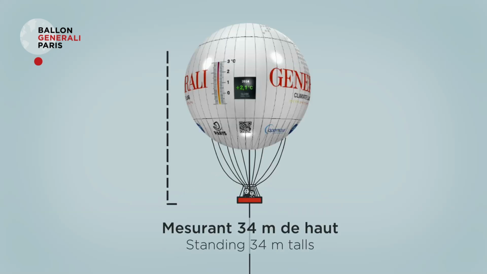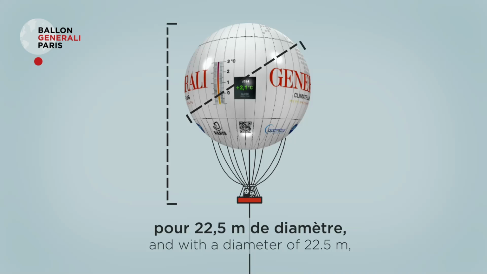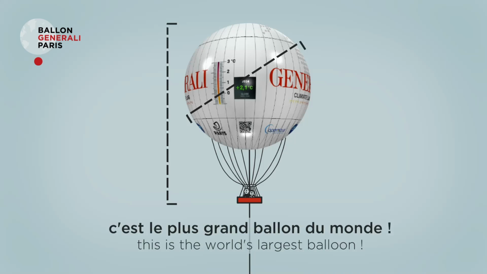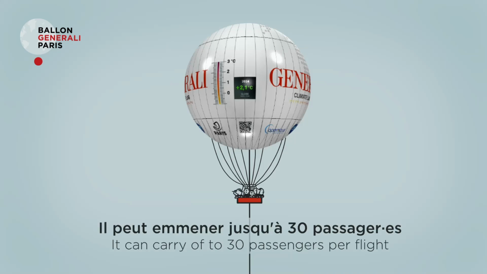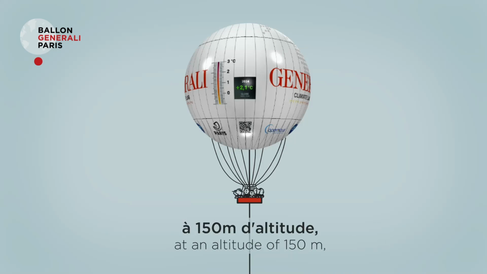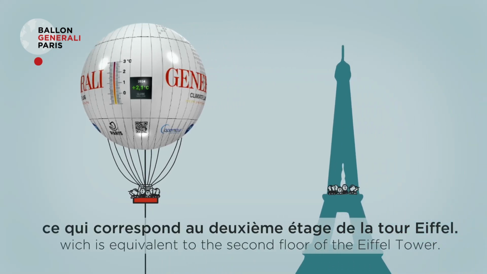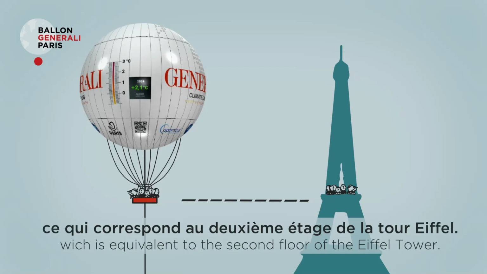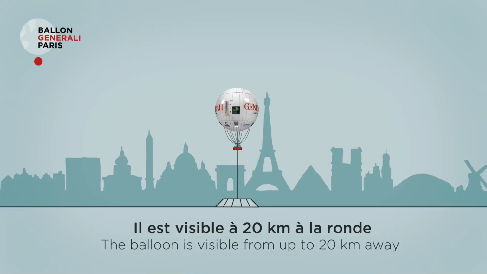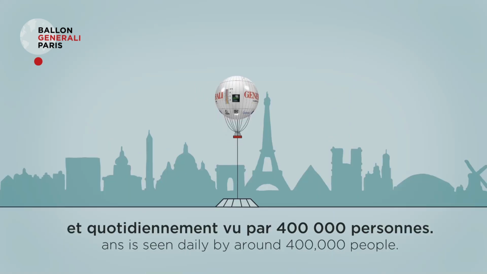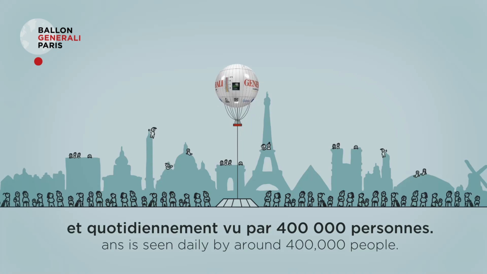Standing 34 meters tall and with a diameter of 22.5 meters, this is the world's largest balloon. It can carry up to 30 passengers per flight at an altitude of 150 meters, which is equivalent to the second floor of the Eiffel Tower. The balloon is visible from up to 20 kilometers away and is seen daily by around 400,000 people.